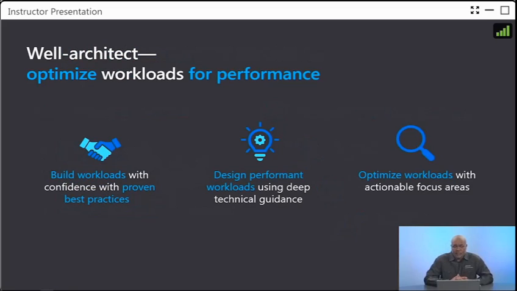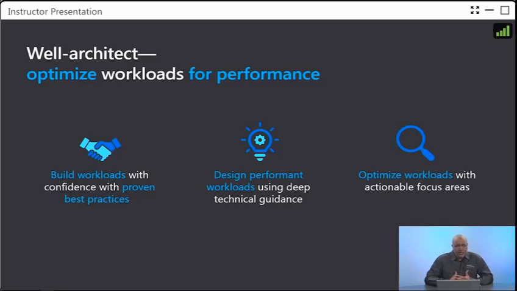So the well-architected framework enables you to achieve these things. You want to be able to build your workloads with confidence, design your workloads using actionable and simple to use, deep technical guidance of improvement, and where to focus your optimization efforts. You want to perform gap analysis to identify areas of improvement and where to focus your optimization areas as well.